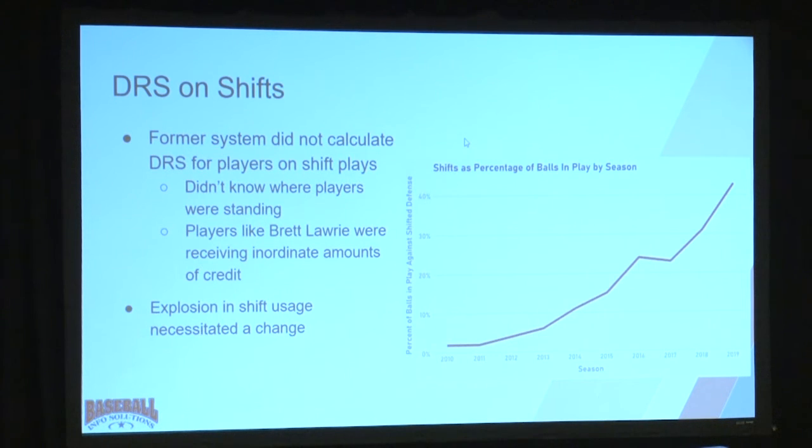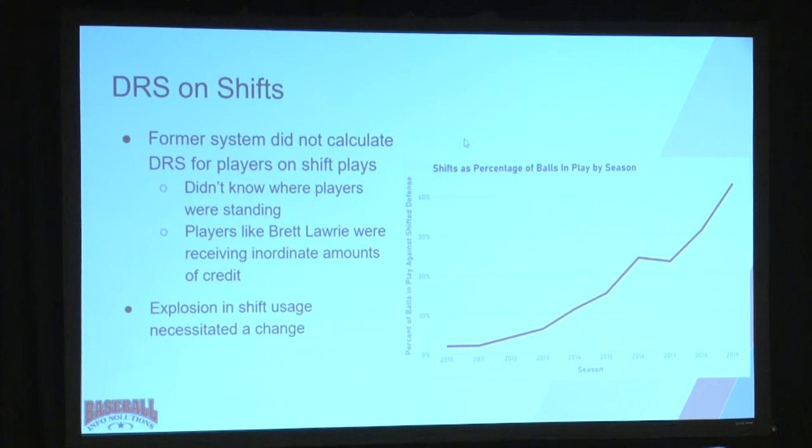So everything we've talked about, or at least all the depth we've gone into so far, has been on non-shift plays and how the numbers are changing from the old system to the new system. Now we're going to get into the new part of it, where we're tracking more plays because we have the ability to know where fielders are on each given play. I mentioned at the beginning that previously DRS did not include plays where there was a shift. I didn't really explain why.